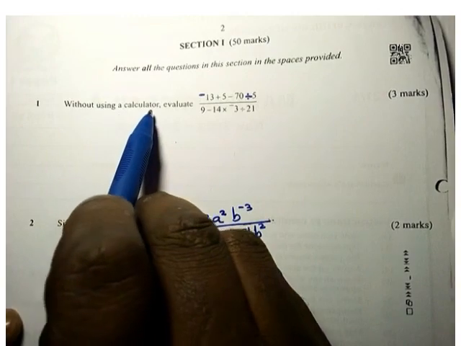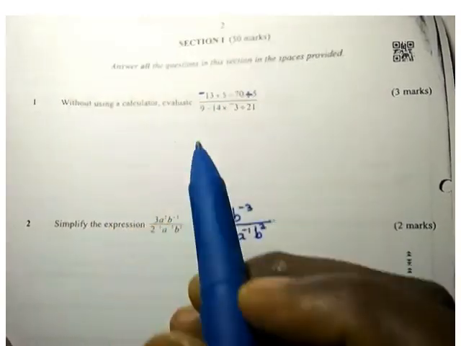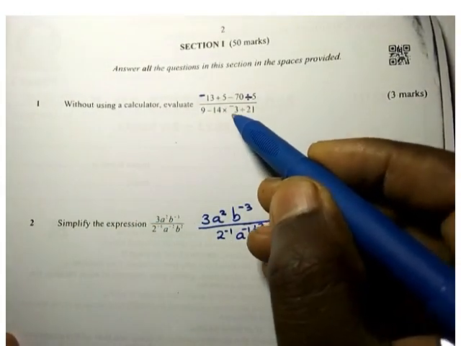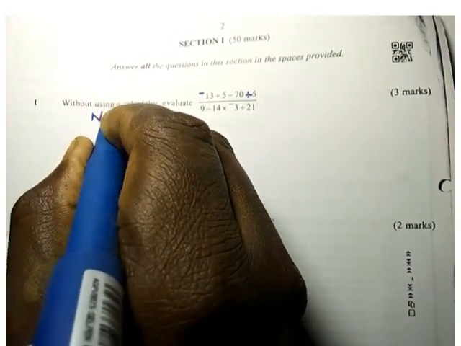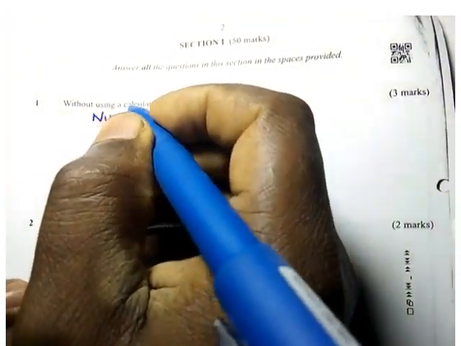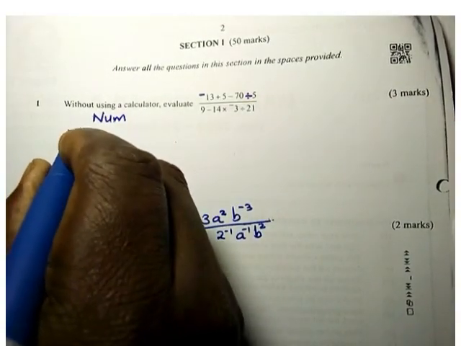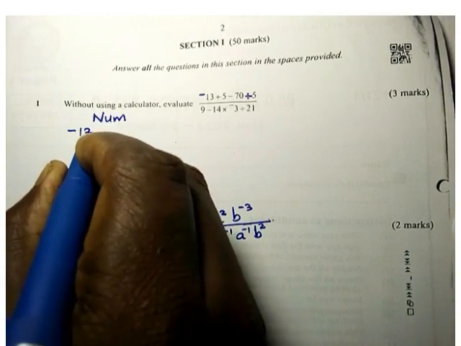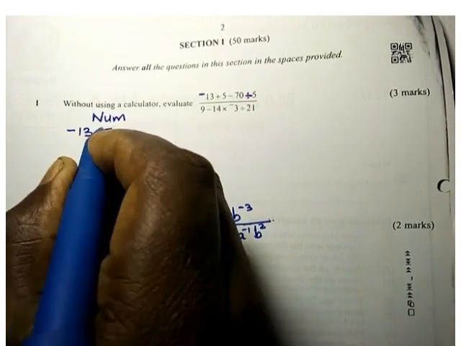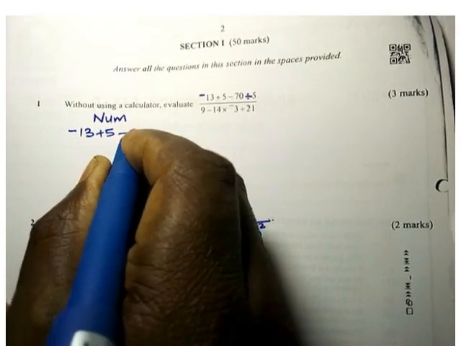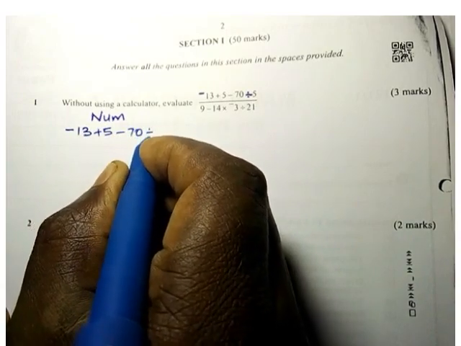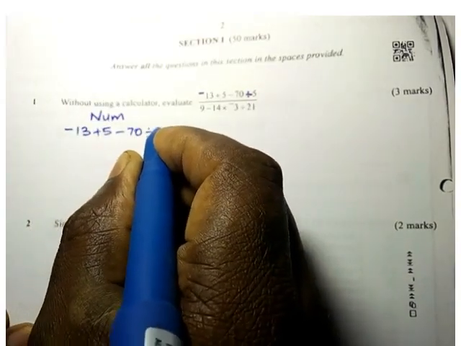Without using a calculator, evaluate this one. So we have the numerator and the denominator. We start with the numerator. So negative 13 plus 5 minus 70 divided by 5.